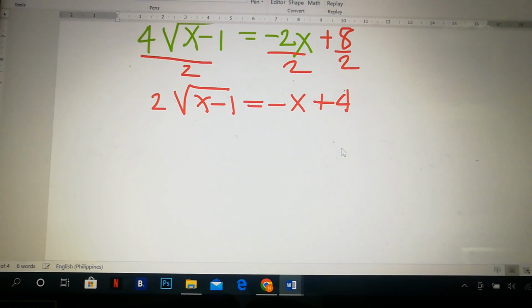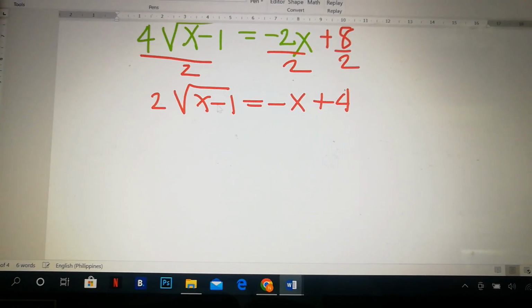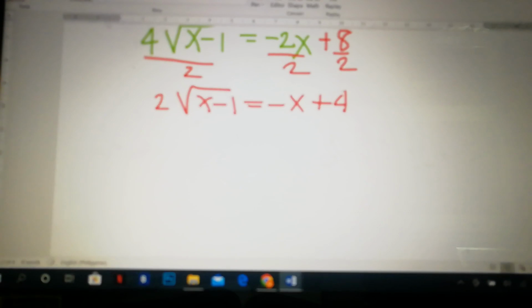Okay, so if we square both sides of the equation, since this one is still a radical, so to remove the radical, we square both sides of the equation.